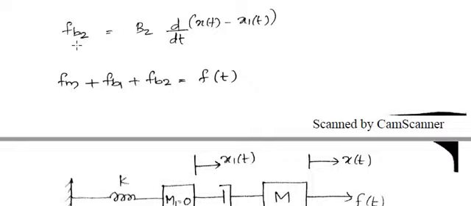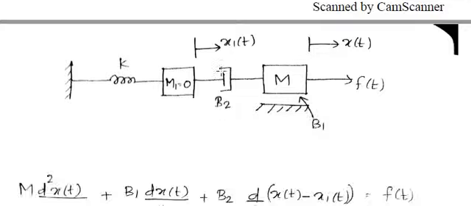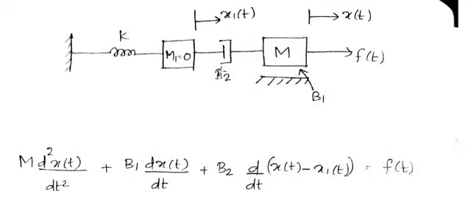Okay, now by applying D'Alembert's principle, we have sum of total opposing forces is equal to sum of total applied force. So sum of opposing forces is Fm plus Fb1 plus Fb2, that is equated to the applied force. Now substituting values, we have this particular differential equation.